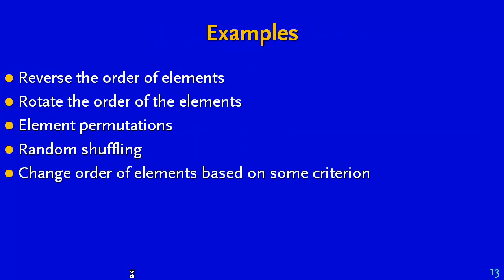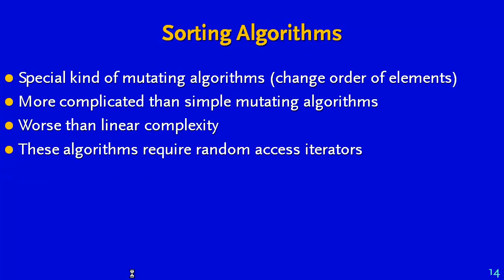So here are examples of mutating. Reverse the order of elements, just what I told you a moment ago. Rotate the order of the elements, so you can actually rotate around. Permutations you can do. You can do random shuffling, and you can change the order of elements based on some criterion which is defined by a function object. The last group is a special kind of mutating algorithm category. These are called sorting algorithms. It changes the order of elements. So they're quite complicated, and in this particular case we need random access iterators.